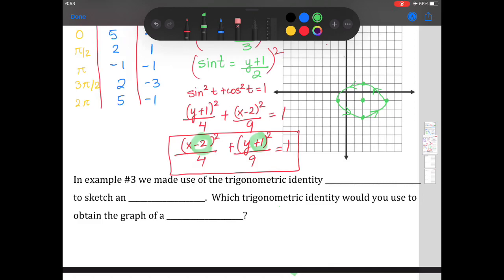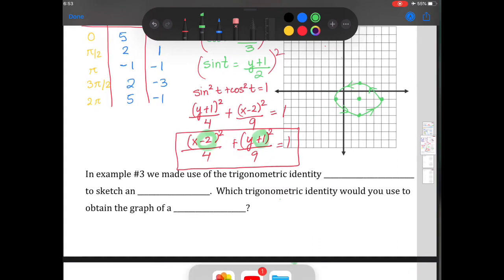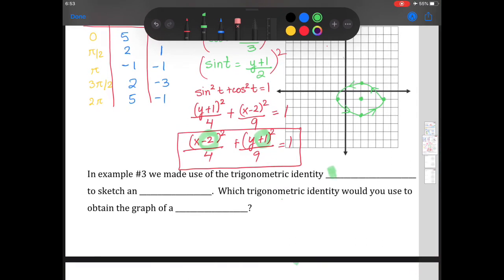So in example number 3, we made use of the trigonometric identity. What identity did we use? We used the Pythagorean identity, which is sine squared x plus cosine squared x equals 1 to sketch an ellipse.